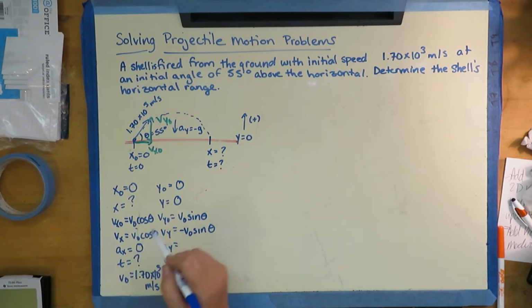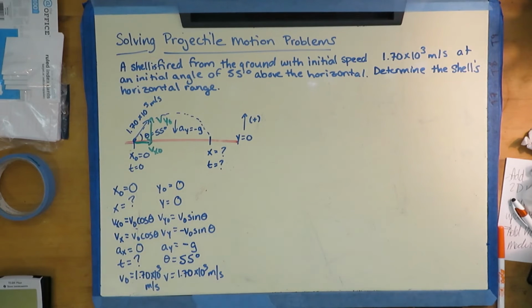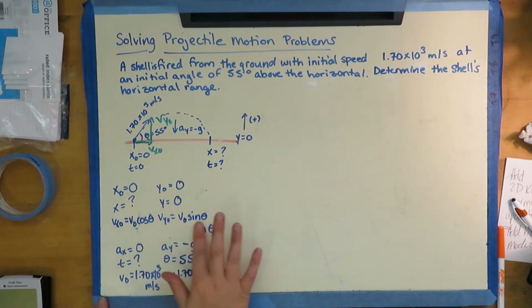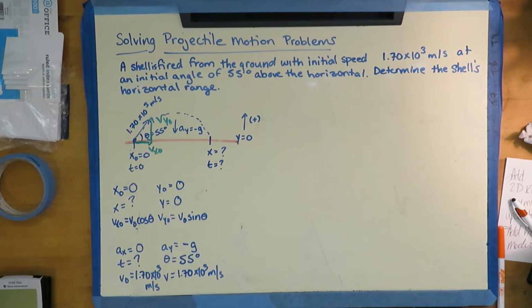The horizontal acceleration is 0, the vertical acceleration is negative g, and our theta is 55 degrees. So actually we know a lot of information. But for the purpose of this, I'm going to ignore these final velocities because that's extra thought that I would not normally put in. So I'm just going to leave it with this.